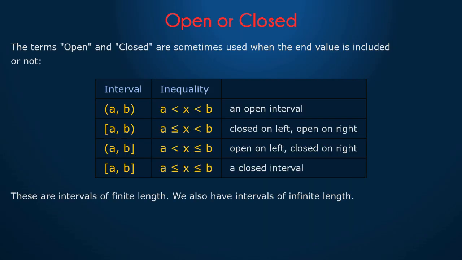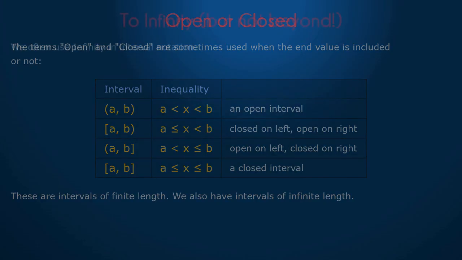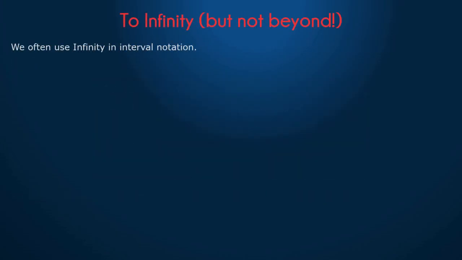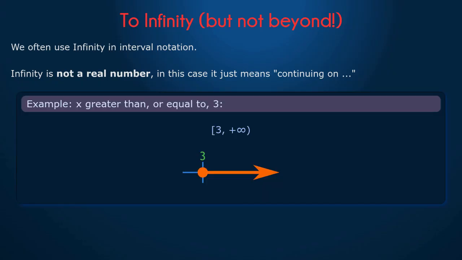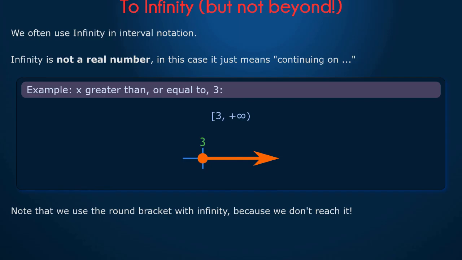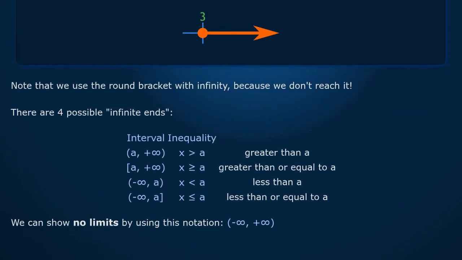These are intervals of finite length. We also have intervals of infinite length. We often use infinity in interval notation. Infinity is not a real number. In this case, it just means continuing on. Example, x greater than or equal to 3. Note that we use the round bracket with infinity because we don't reach it. There are 4 possible infinite ends, and we can show no limits by using this notation.